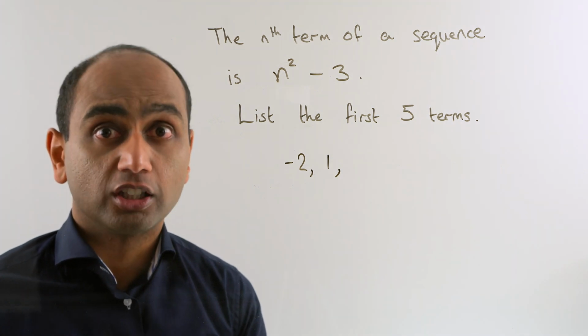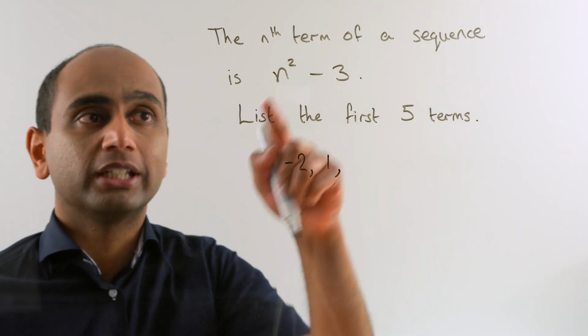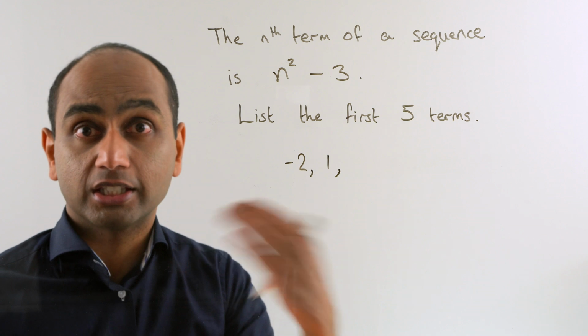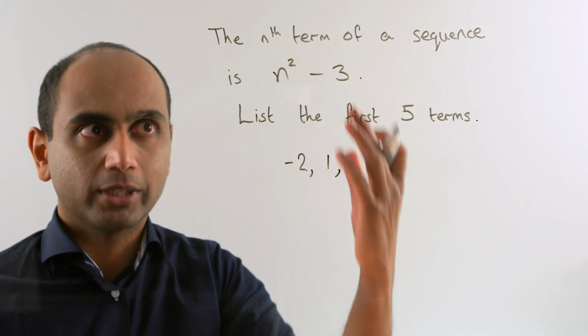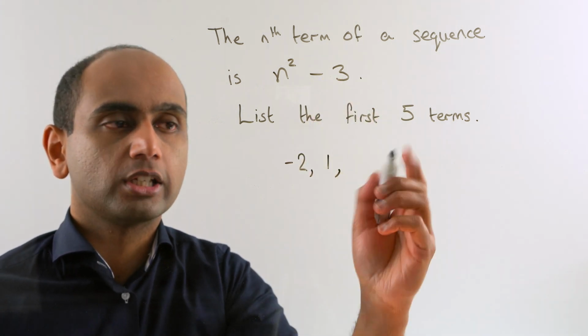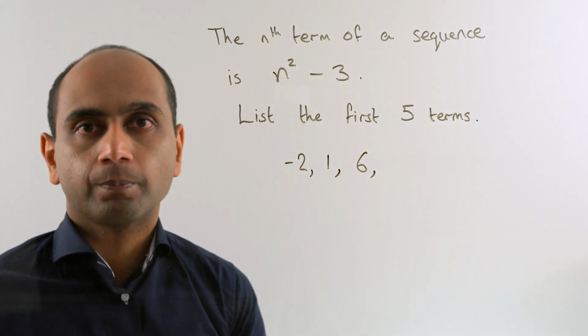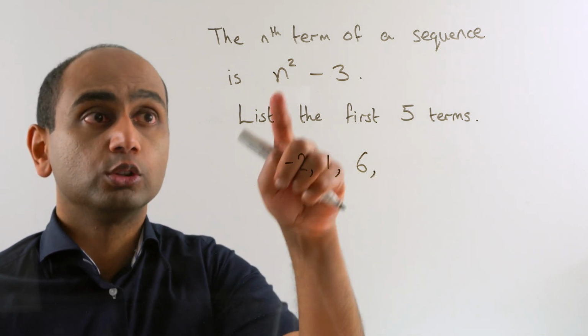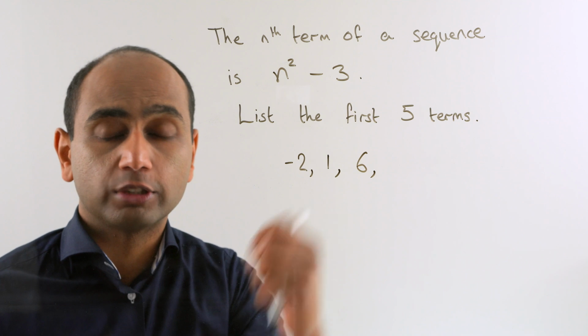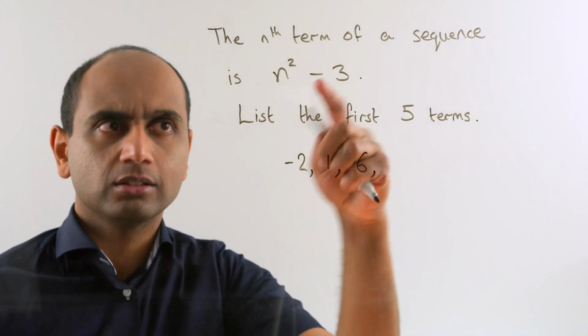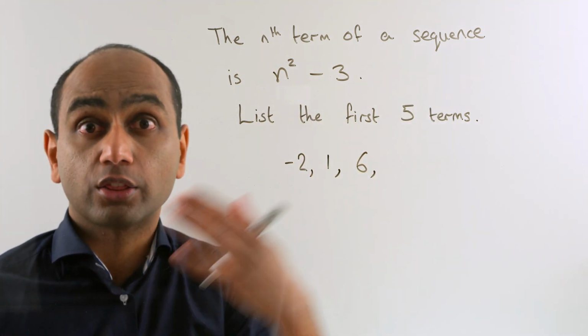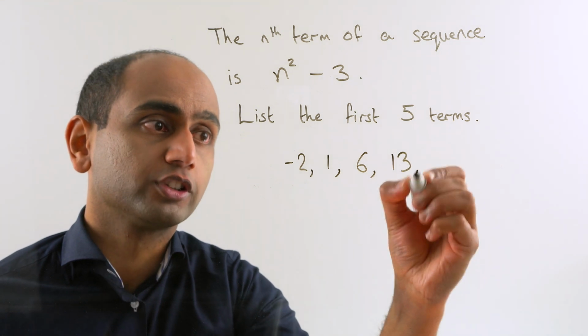The third term of this sequence is what we get when we do 3 squared and then subtract 3. 3 squared is 9. 9 minus 3 is 6. The fourth term is what we get when we do 4 squared and then subtract 3. Now 4 squared is 16. 16 minus 3 is 13. So that's the fourth term.